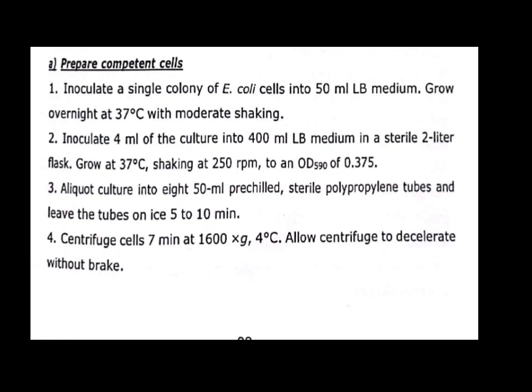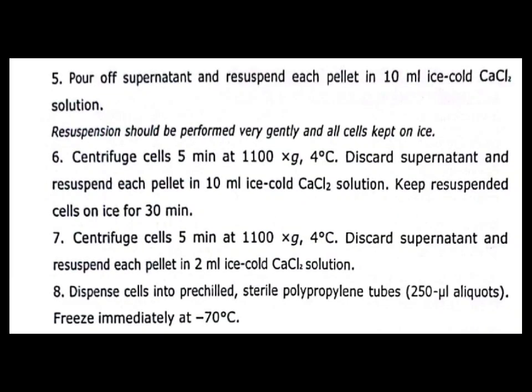0.375. Step number 3. Allocate culture into 50 ml pre-chilled sterile polypropylene tubes and leave the tubes on ice 5 to 10 minutes. Step number 4. Centrifuge cells 7 minutes at 1600 xg, 4 degrees Celsius. Allow centrifuge to decelerate without brake. Step number 5. Pour off supernatant and resuspend each pellet in 10 ml ice-cold calcium chloride solution. Note that resuspension should be performed very gently and all cells kept on ice.